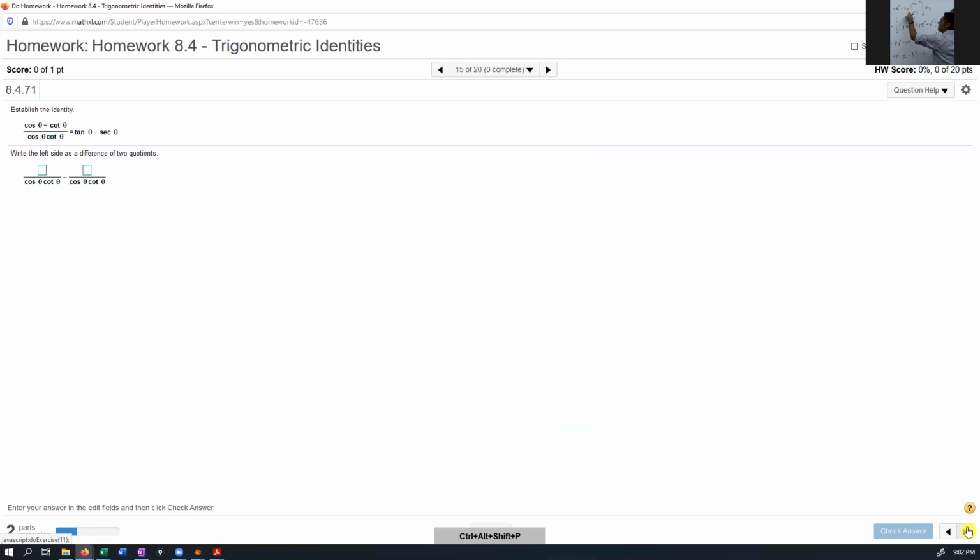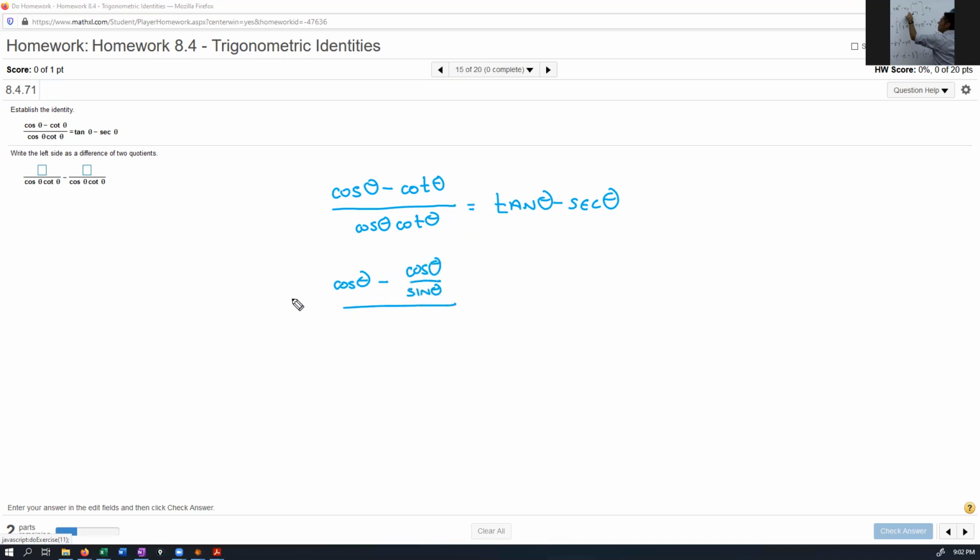Okay, next one. Cosine theta minus cotangent theta over cosine theta cotangent theta equals tangent theta minus secant theta. All right, let's go. Everything in terms of sine and cosine. Let's go for that. Minus cosine theta over sine theta. So that's the cotangent right there. Over cosine theta times cosine theta over sine theta there.